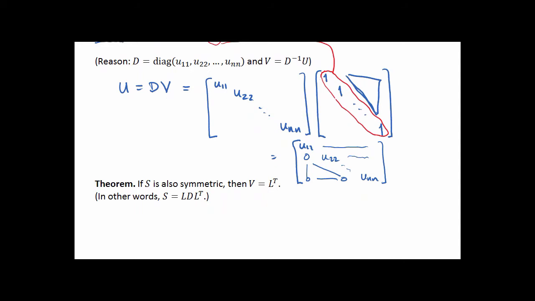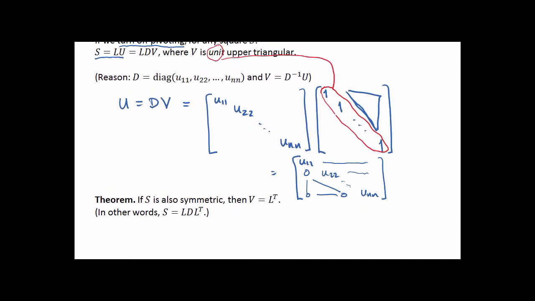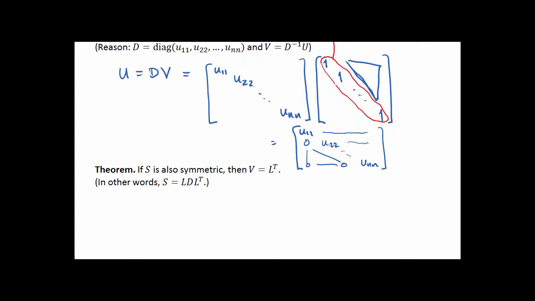Where it gets interesting is that if we write S in this form of L D V, and S is symmetric, then it turns out that this matrix V is actually L transpose. I won't go through the proof of this, but we'll just use this as a given fact now, that if S is symmetric, we can write it in the form L D L transpose. L is unit lower triangular, and D is diagonal. This is often called an LDL transpose factorization, or just LDL factorization for short.